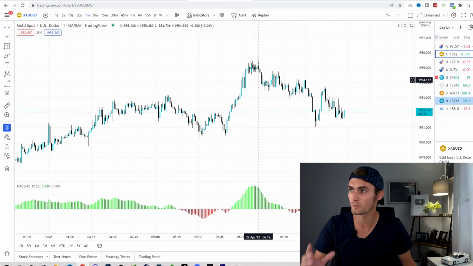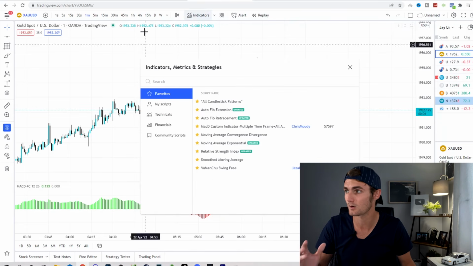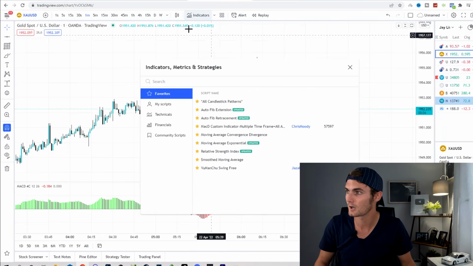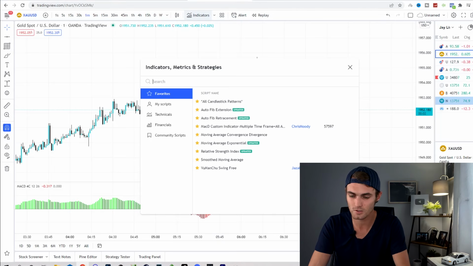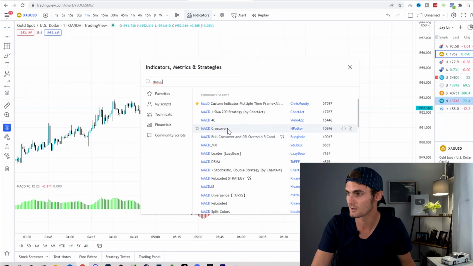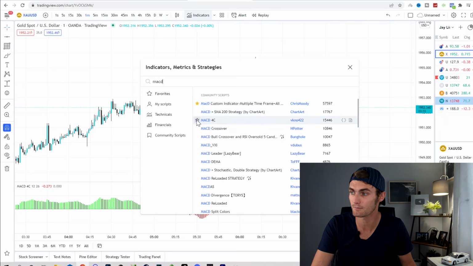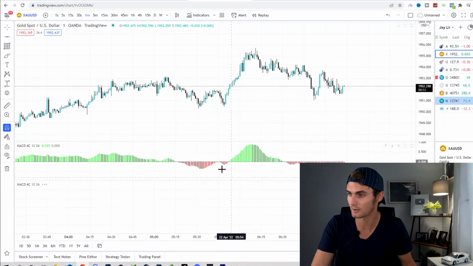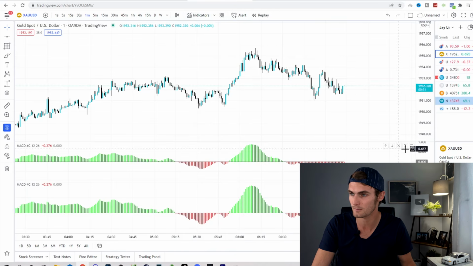So to get started, we just need to click on the indicators tab on the top or in the middle of your tab over here. You'll see it looks like this. You just need to search MACD over here. I use this specific indicator here, the MACD 4C. If you click on this, it'll add to your chart. I've already got it, so I'm just going to close the other one.